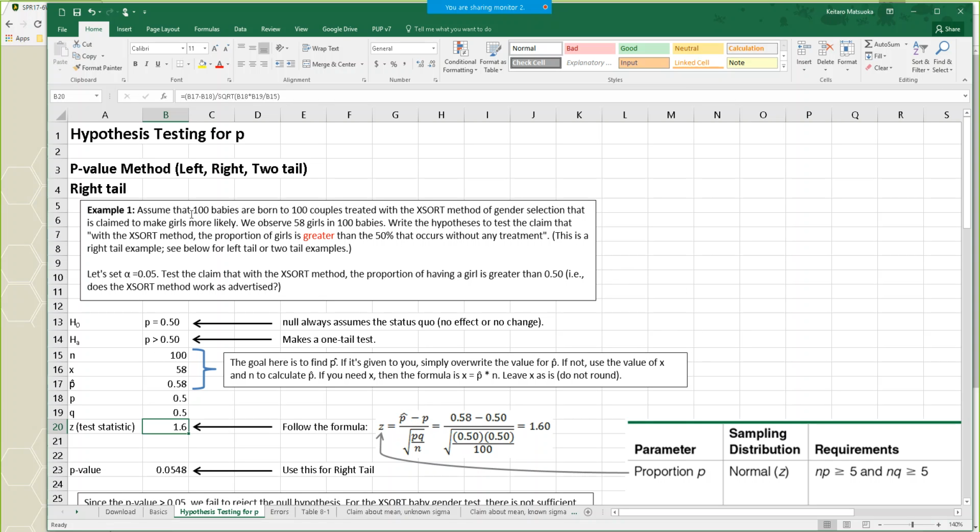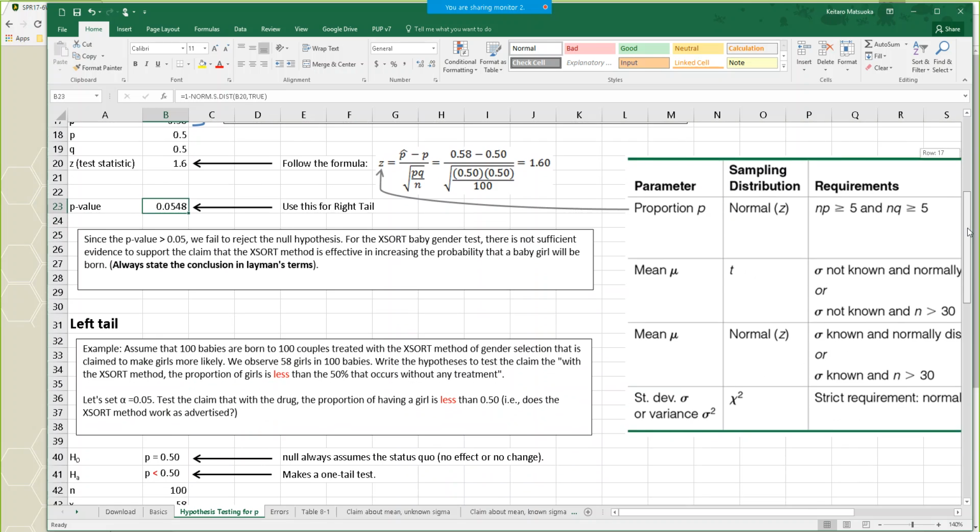Now, we're doing the p-value method in order to make a determination as to whether you reject the null hypothesis or not reject the null hypothesis. So this section calculates the p-value, which in this case is 0.0548. So once you calculate the p-value, you have to make a decision. So how do you do that?